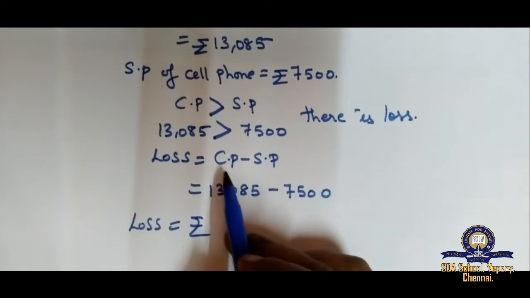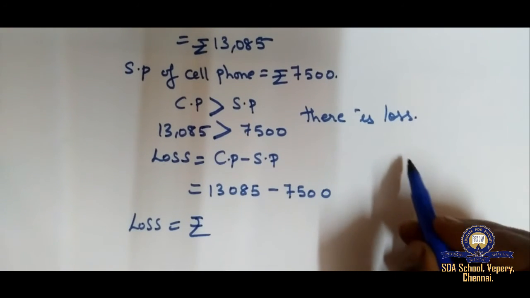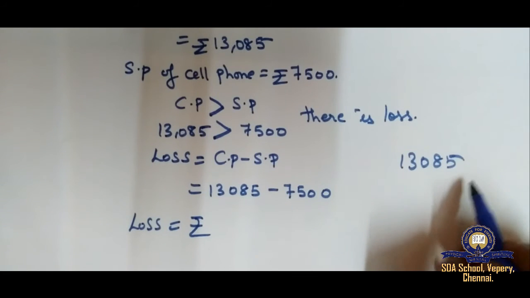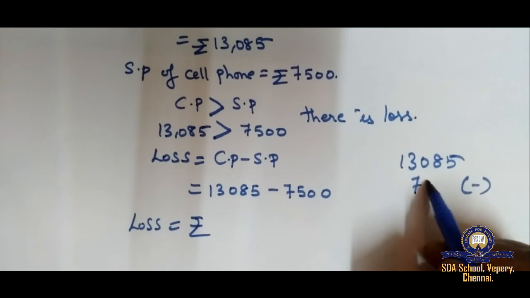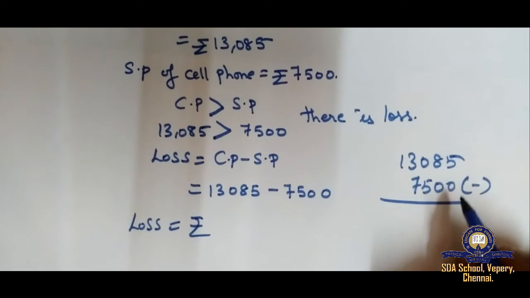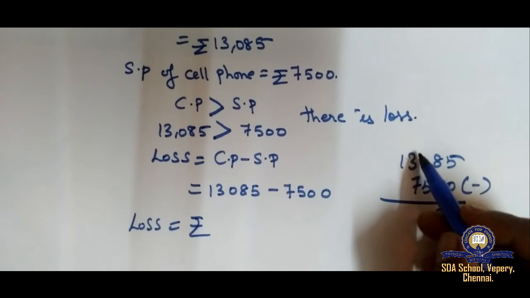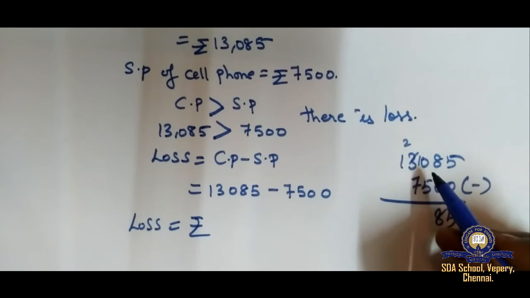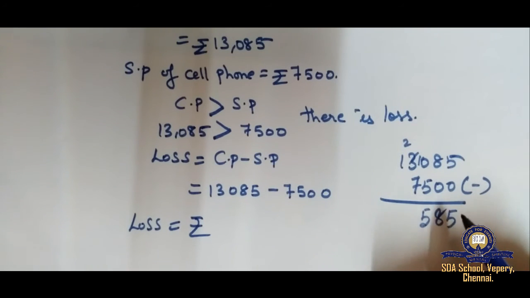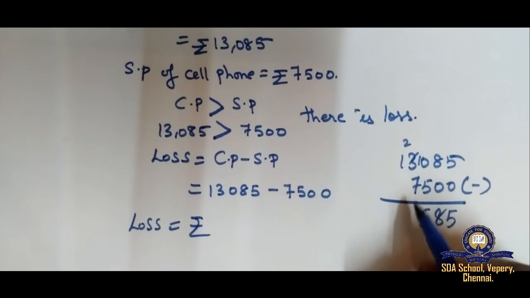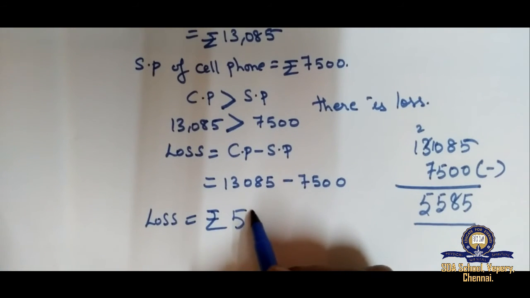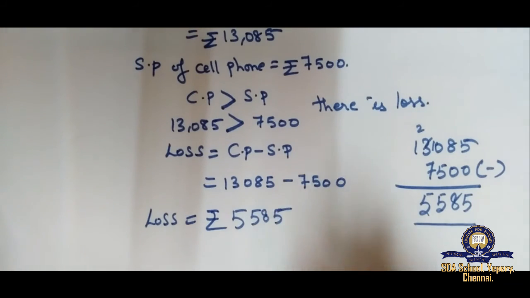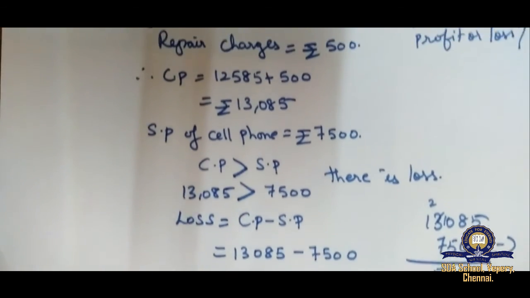Loss formula we know, CP minus SP. 13,085 minus 7,500. We have to subtract and find the answer. 5 minus 0 is 5. 8 minus 0 is 8. Here 0, 5 cannot be subtracted, so we borrow. 3 becomes 2 and this becomes 10. 10 minus 5, 5 you will be getting. This becomes 12 and 7. 12 minus 7 is 5. So loss is equal to 5,585 rupees. Yes. This is the 14th question.